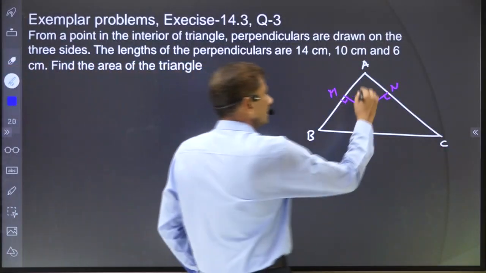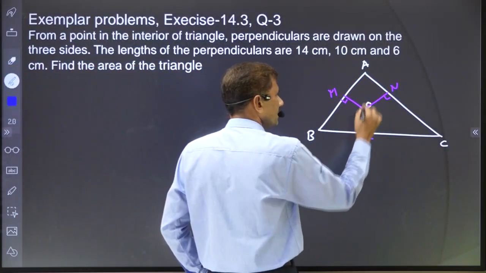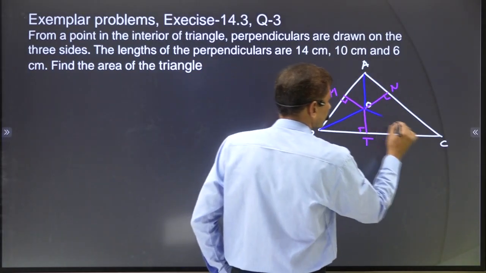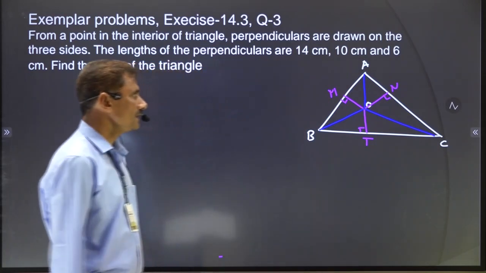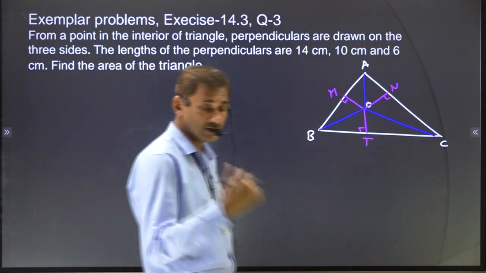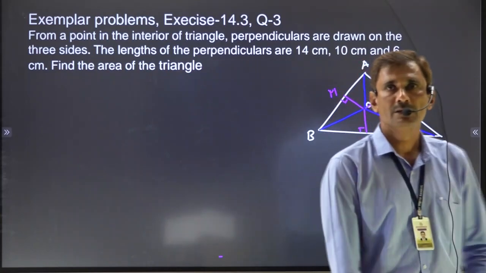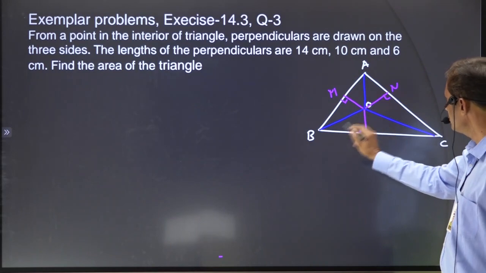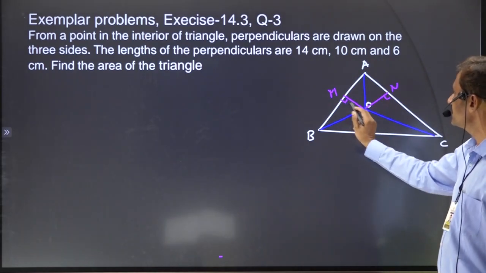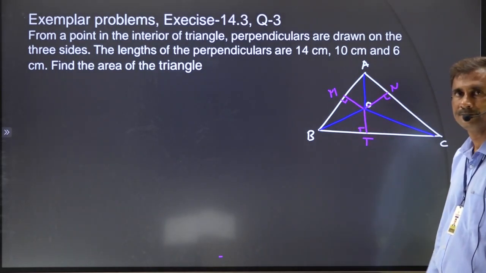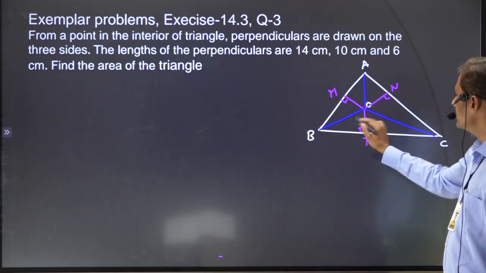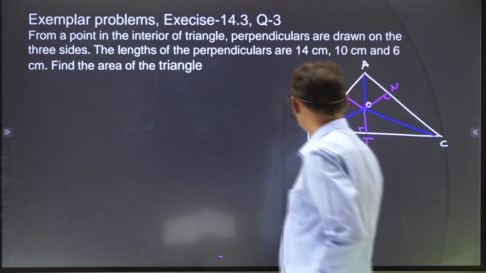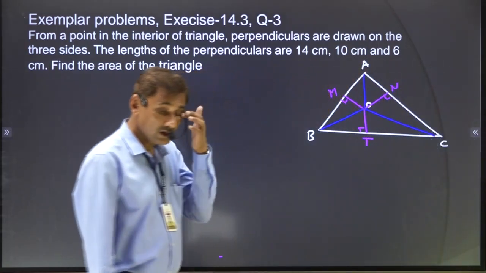Now, draw OA, OB and OC. Why? So that three triangles are formed. The whole triangle is divided into three triangles: OAB, OBC and OAC. In all of them, the altitudes are given, and the three sides are also there. So now we can find the area of the triangle.